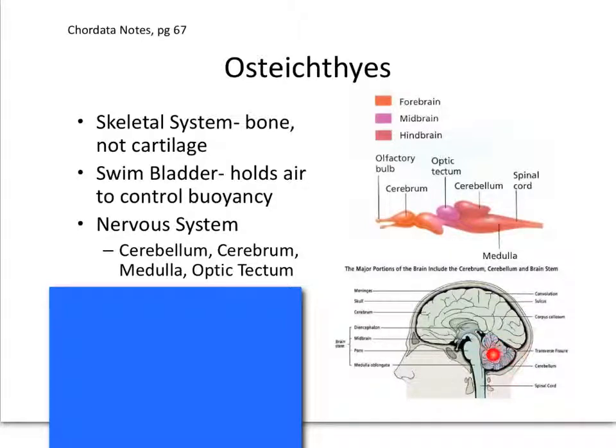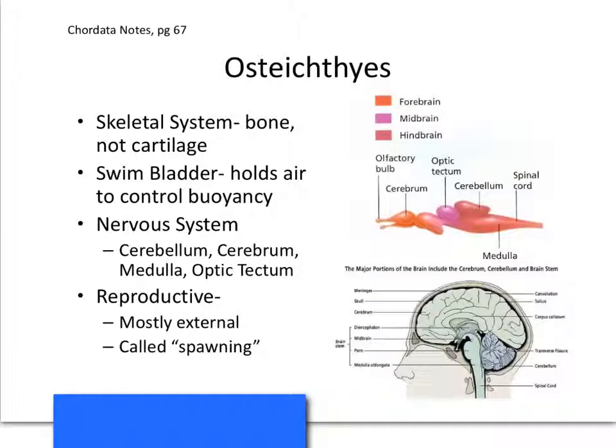And then if you compare that to the human brain, we have a lot of those same characteristics. Right? Here's our cerebellum with their cerebellum. Their cerebrum. This all through here is our cerebrum. The medulla, like the medulla oblongata, right here, this is the medulla. So obviously not the same as our brain, but you can see you have some sort of division of the organs, making different parts of the brain having more specialized jobs. So they're doing different things, getting a little bit better. And then as far as the reproductive system, it's mostly external, which we call spawning.